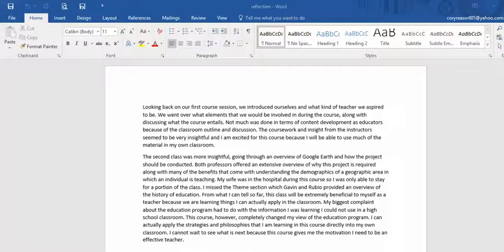My wife was in the hospital during this course, so I was unable to stay for a portion of the class. I missed the theme section, in which Gavin and Rubio provided an overview of the history of education. From what I can tell so far, this class will be extremely beneficial to myself as a teacher because we are learning things I can actually use in the classroom, which I discussed in the first paragraph.